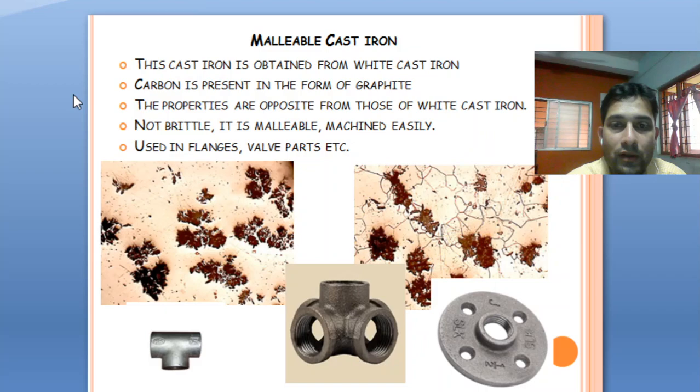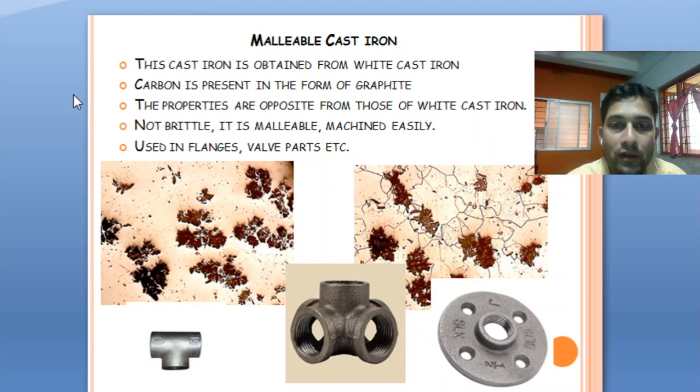And the properties of malleable cast iron are just opposite to that of white cast iron. That means they are malleable, they are not brittle, and they are used in applications where tensile loadings are also applied. Hence, malleable cast iron is used in making flanges, valve parts, etc. This is the microstructure of a malleable cast iron. And these are some of the examples of applications of malleable cast iron.